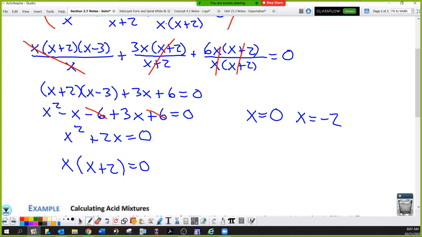And our very last job, like I said, is to make sure your answers were allowed. At the very beginning, we can see you cannot plug in x equals 0. It makes one of the denominators 0. Oh, and we can't plug in x equals negative 2. It makes one of the denominators equal 0. So guess what? Both of these solutions are extraneous. There is no solution. How about that? So yeah, it happens.